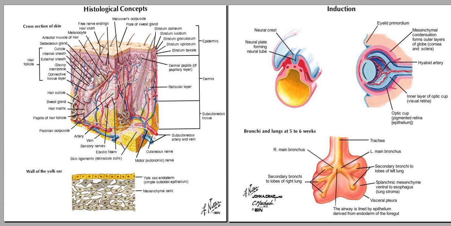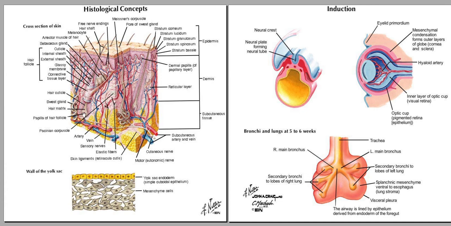Okay, so here is the cuticle. I hope you can see it. What is the hair shaft? The hair shaft is over here, and then that's the cuticle, and that's the internal sheath. And this part is the external sheath, and you see the glassy membrane over it, and the connective tissue layer too over here. The hair cuticle, of course, you could see clearly over here too, and the hair matrix, and that's the papilla of the hair follicle.